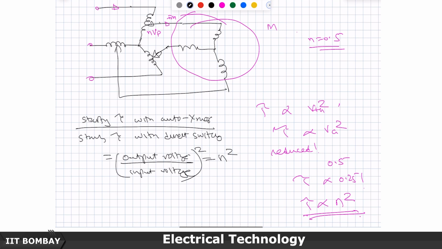Therefore, I can reduce the torque at the time of starting, so it will not feel the jerk. It will start with a low torque, the machine impedance and the machine inertia being the same.